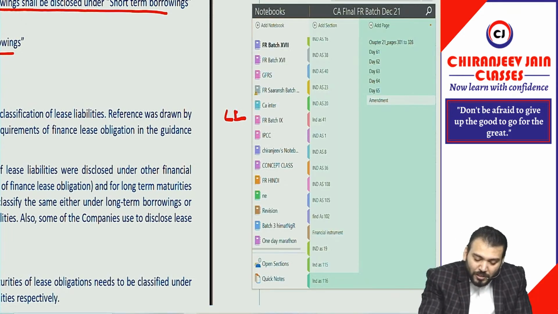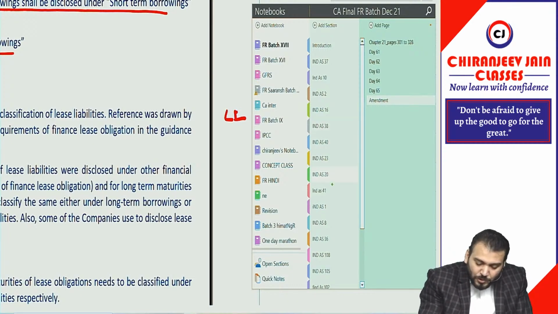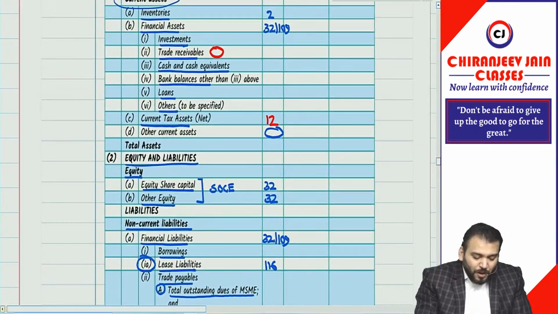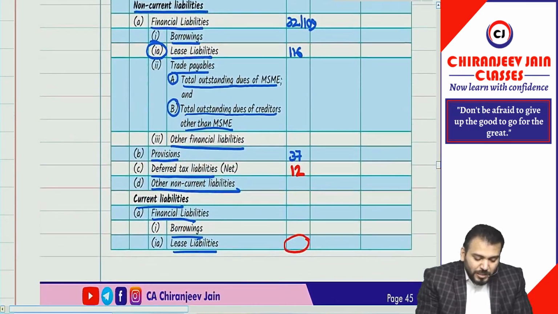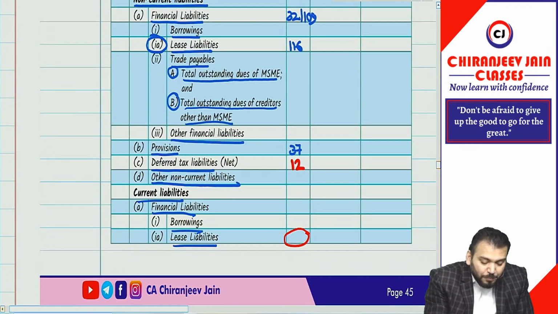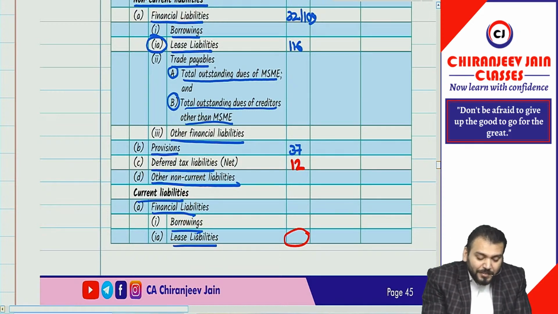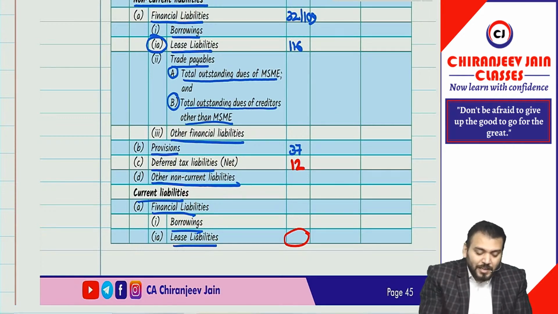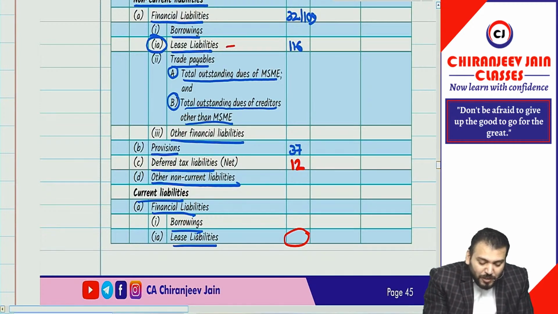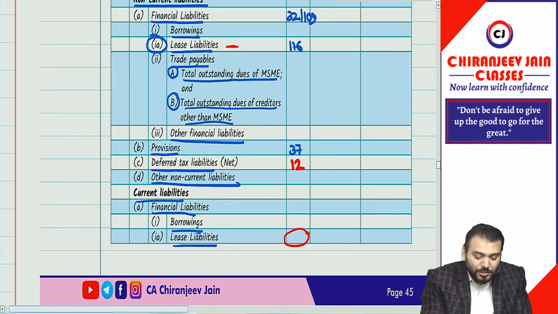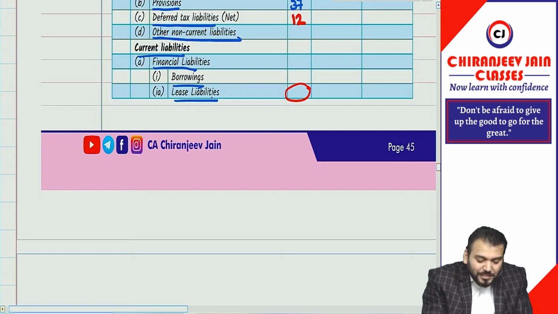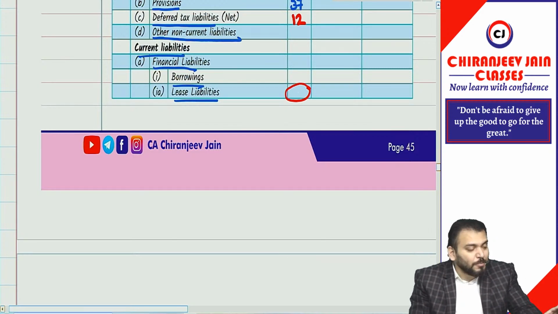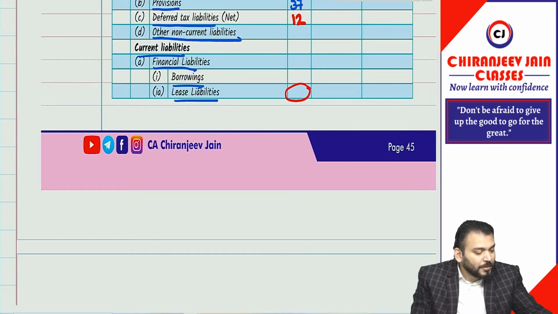Now, just try to understand. Coming to the format, you can see this is equity and liabilities. Now they have added one line item after borrowing under financial liability. You can see financial liability, then borrowing, then lease liability, then trade payable. Previously it was borrowing, then trade payable. Now one line item has been added after borrowing, both under current and non-current. So financial liability, borrowing, lease liability. The non-current one will show the long-term portion. And under current liability, financial liability, borrowing, lease liability, this will be current maturities of finance lease obligations. Got it? Have you understood this point?